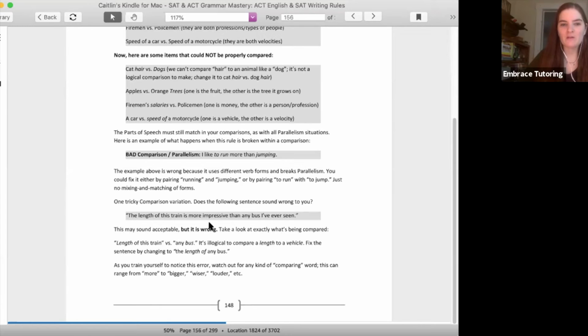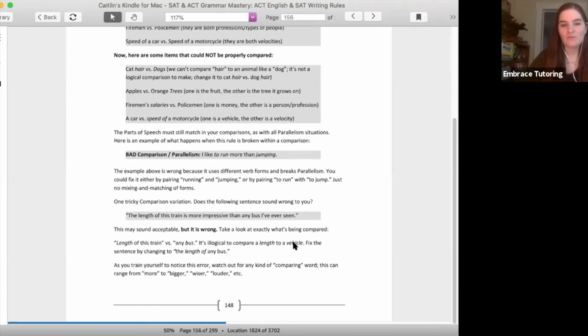Another kind of tricky comparison variation is this example where they have, "The length of this train is more impressive than any bus I've ever seen." It might sound right, but it's actually incorrect. So the length of this train is one thing that's being compared, and that's being compared to any bus. So it's illogical to compare a length to a vehicle.